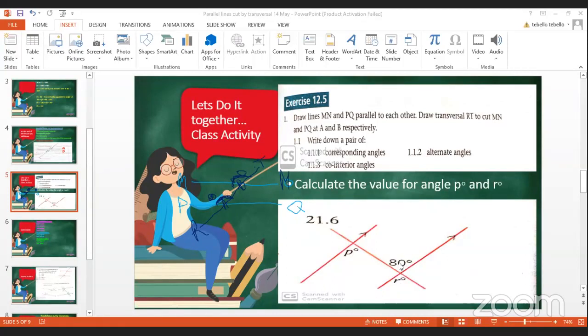Now we must find the value for P. But before we can find the value for P, guys, we can see that this 80 degrees here is a corresponding angle to this angle right here. Can you see that? One interior and one exterior. This angle right here and this one right here. Let me do a slideshow so that we can demonstrate it much easier.